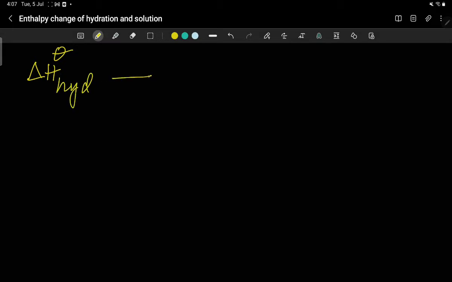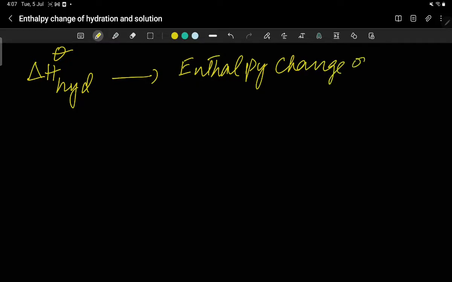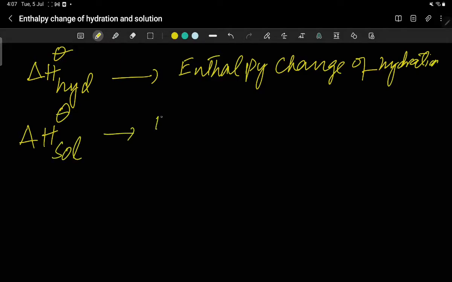This is for hydration, enthalpy change of hydration, and this is how to represent enthalpy change of solution, enthalpy change of solution.